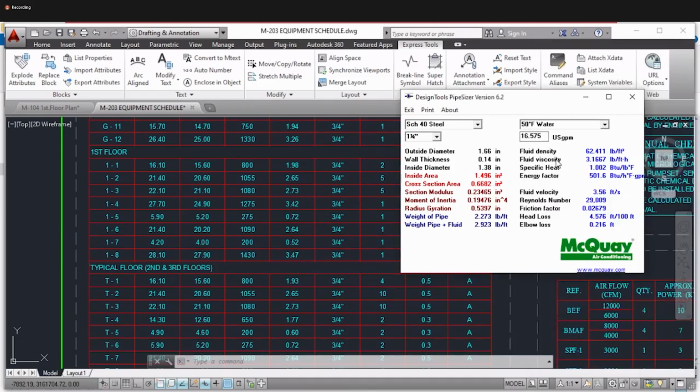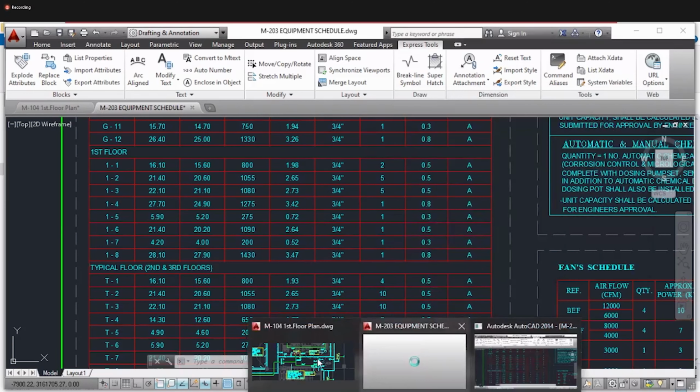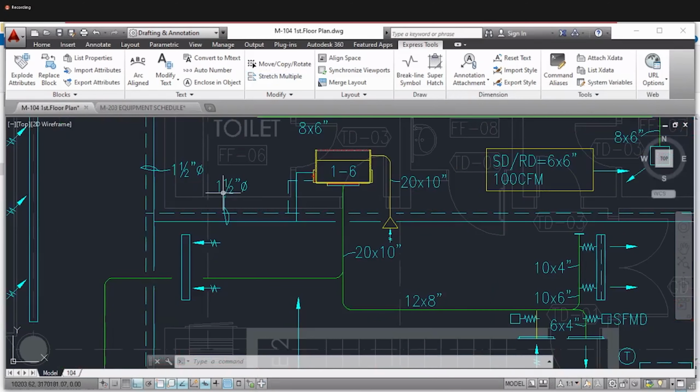What is the fluid velocity here? 3.5, which is less than 4 feet per second, but the head loss is more. So we will go with 1.5 inch. Now it's less than 4 feet per second, and the head loss is also less than 4 feet per 100 feet. So this is a safe design for the pipe. We are using 1.5 inch pipe in the drawing. This is how we have to calculate the pipe size.